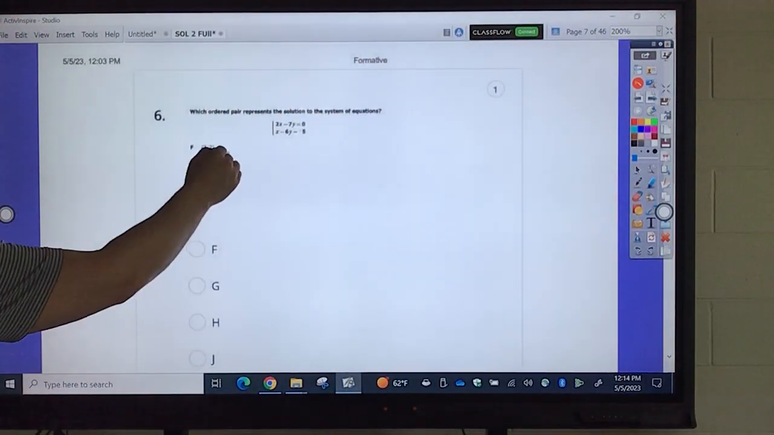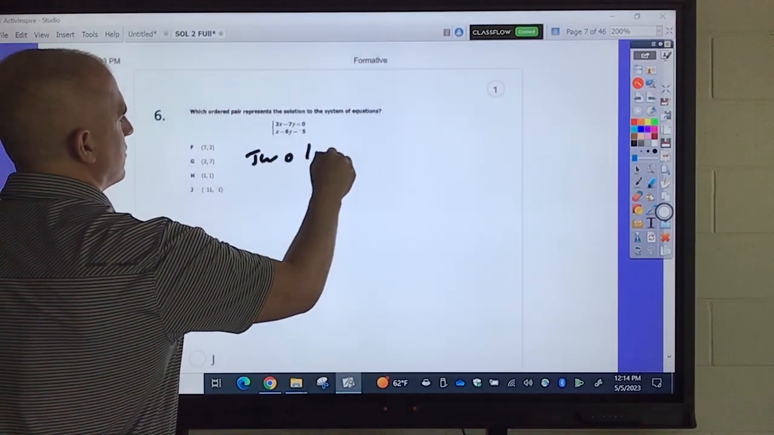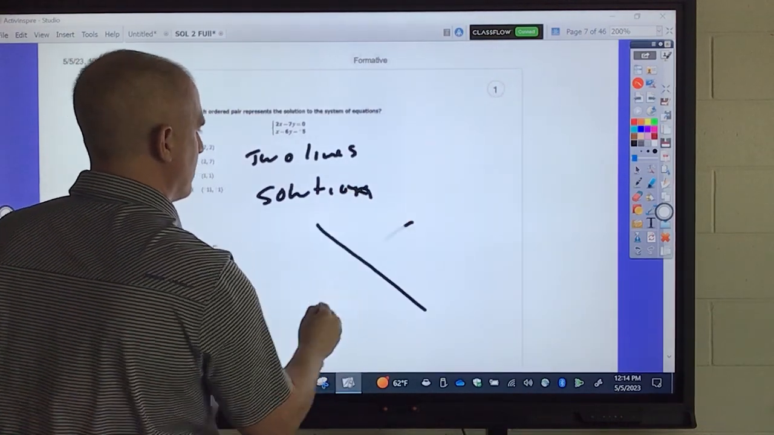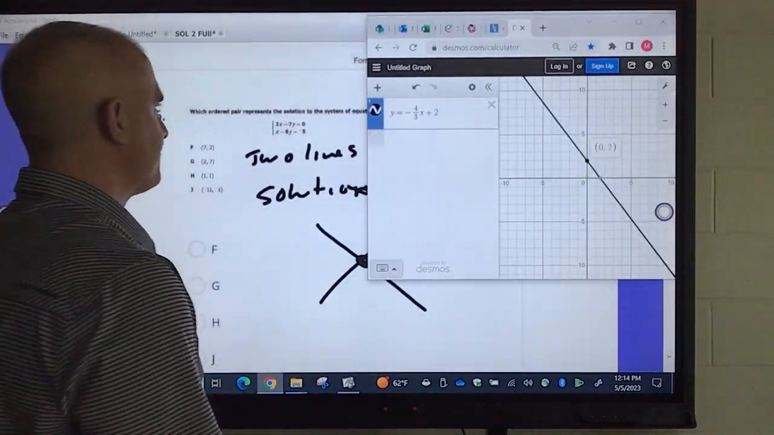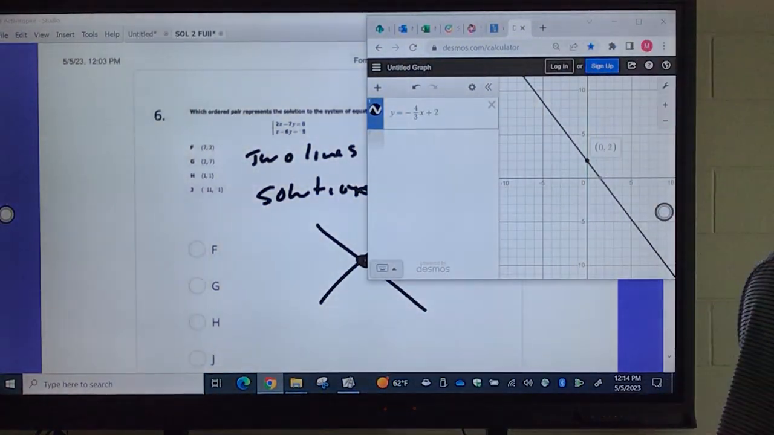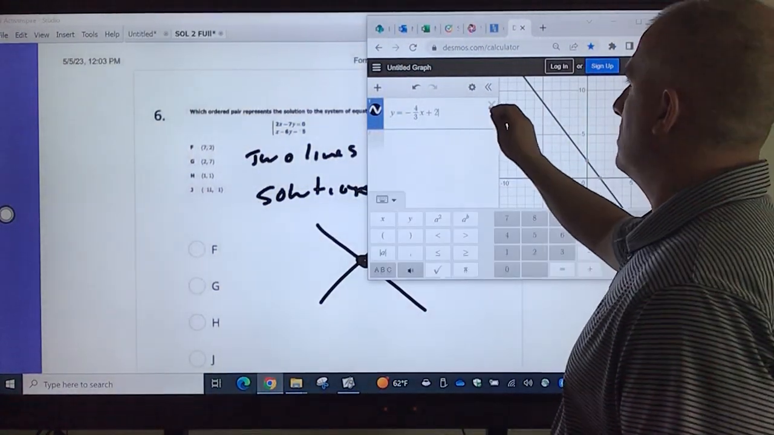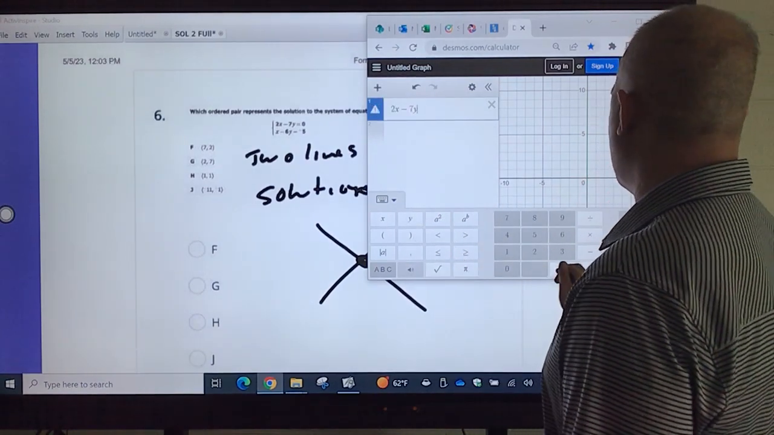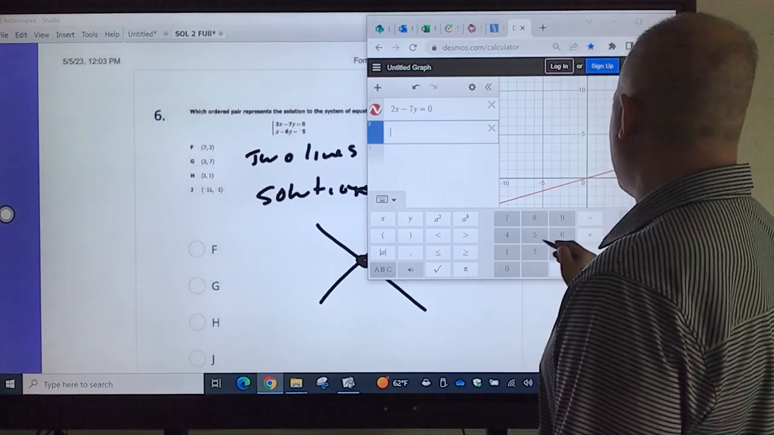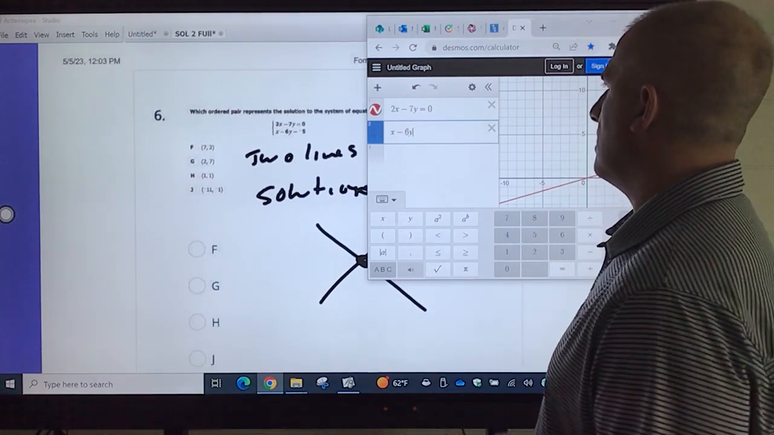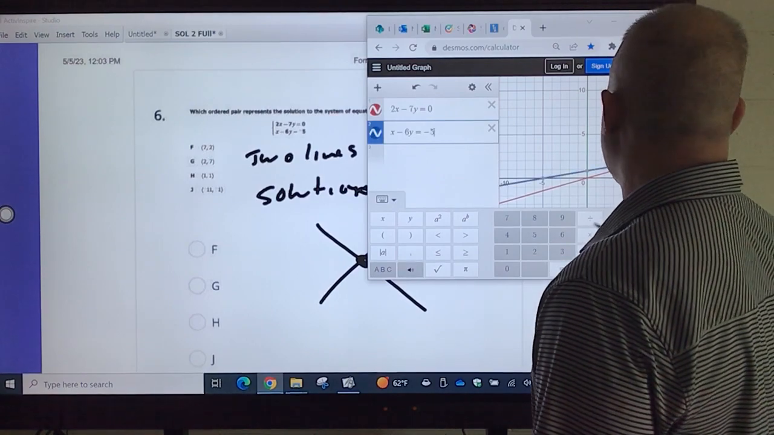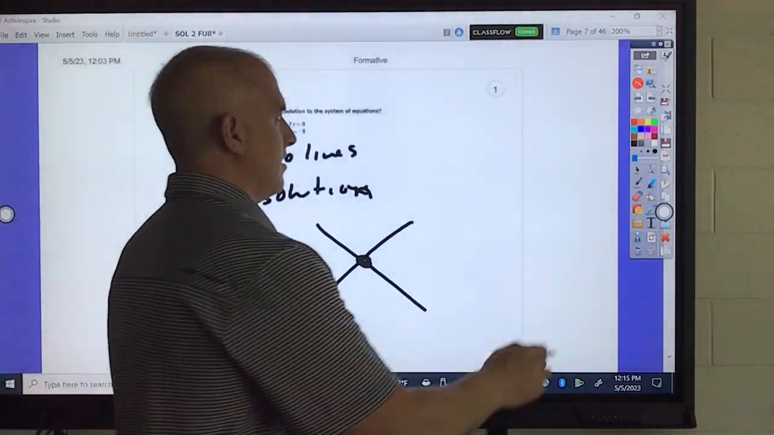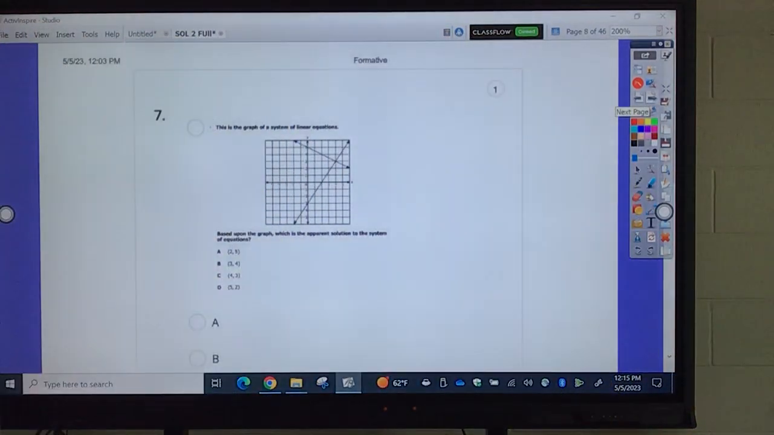Ordered pair, as a reminder, when you have 2 lines, and they want a solution, you're trying to find where it crosses. So I got 2x minus 7y equals 0, and I think x minus 6y equals negative 5. Let's see. 7, 2. That's my answer, F. Question 7.